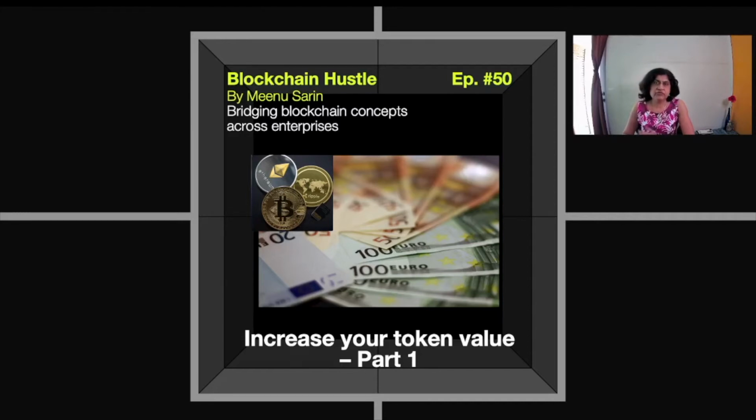And on the flip or the inverse of that, we have something called the token hold time, which is how long you hold on to a token before actually using it for a transaction. So the token velocity and the token hold time are inverse of each other.